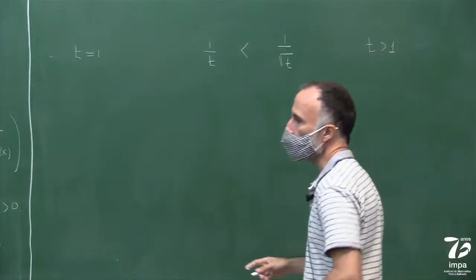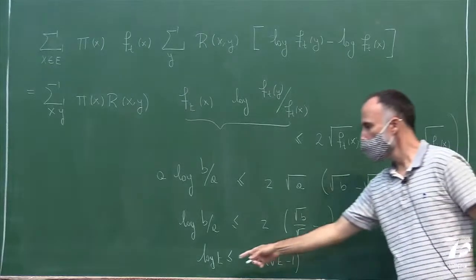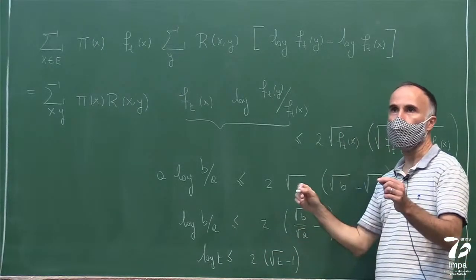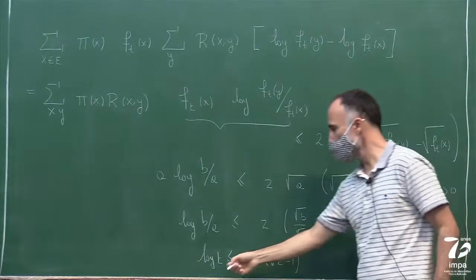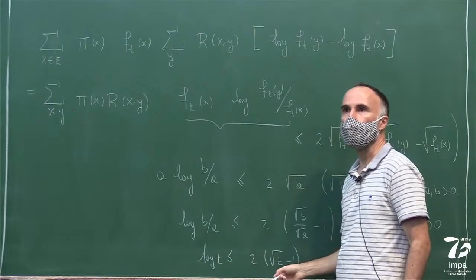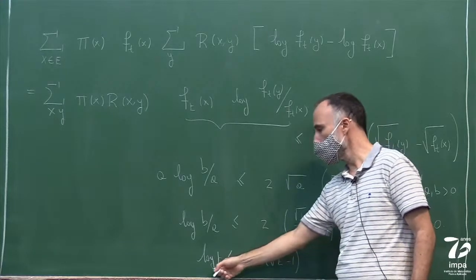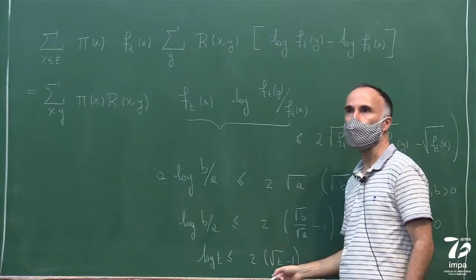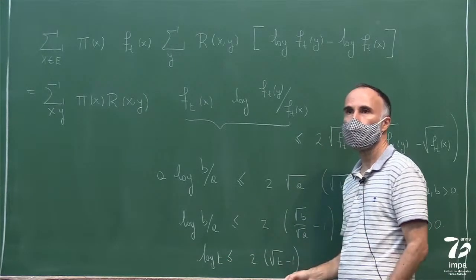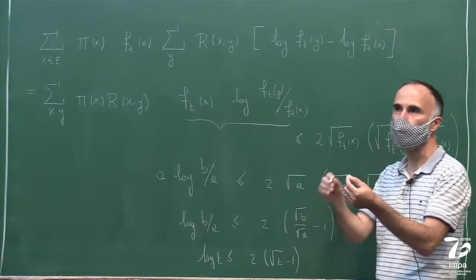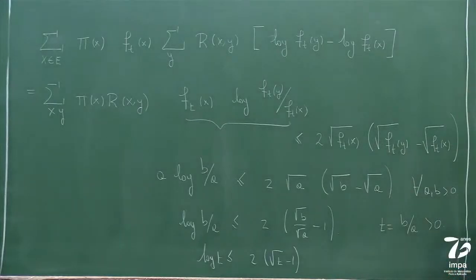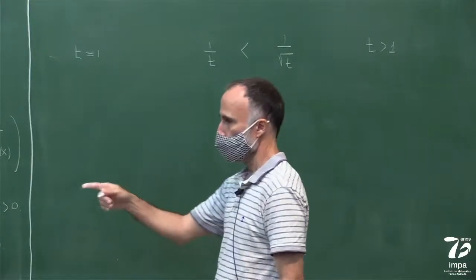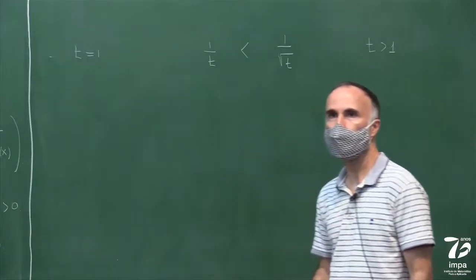And so you have 2 functions which are equal at 1, but the derivative of the first one is less than the derivative of the second one. Therefore, the first one is bounded by the second, for all t larger than 1. Okay? At t equal to 1, they coincide, but the derivative of the first is bounded by the derivative of the second, and therefore, the first is bounded by the second.